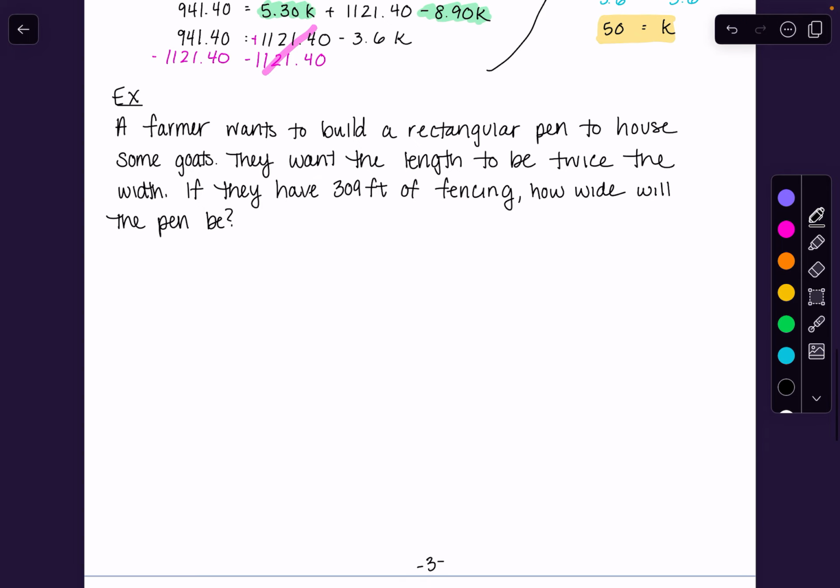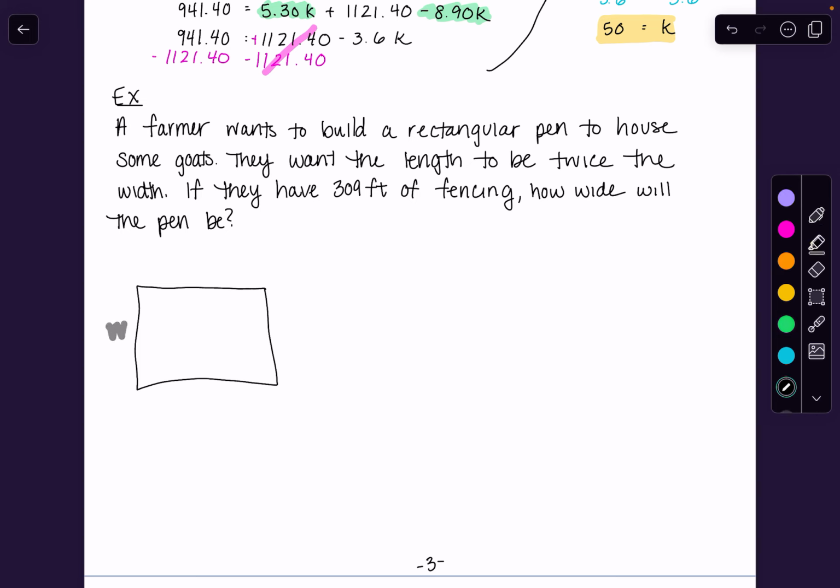This next one, we're going to go back to geometry. So we're told a farmer wants to build a rectangular pen to house some goats. They want the length to be twice the width. If they have 309 feet of fencing, we want to figure out how wide the pen is going to be. So again, going to draw a picture just to make life a little bit nicer. So I don't know what the width or the length are, but my goal is to figure out how wide this pen is going to be.